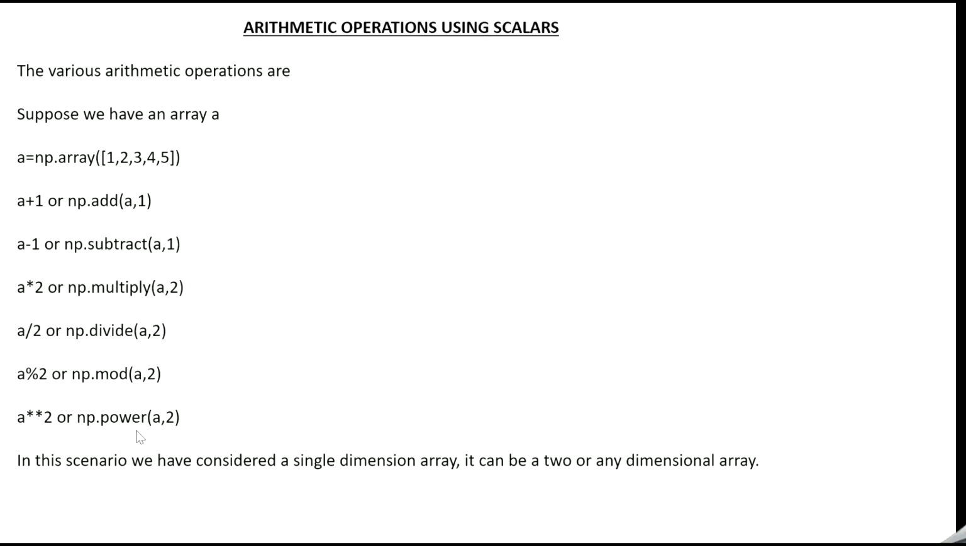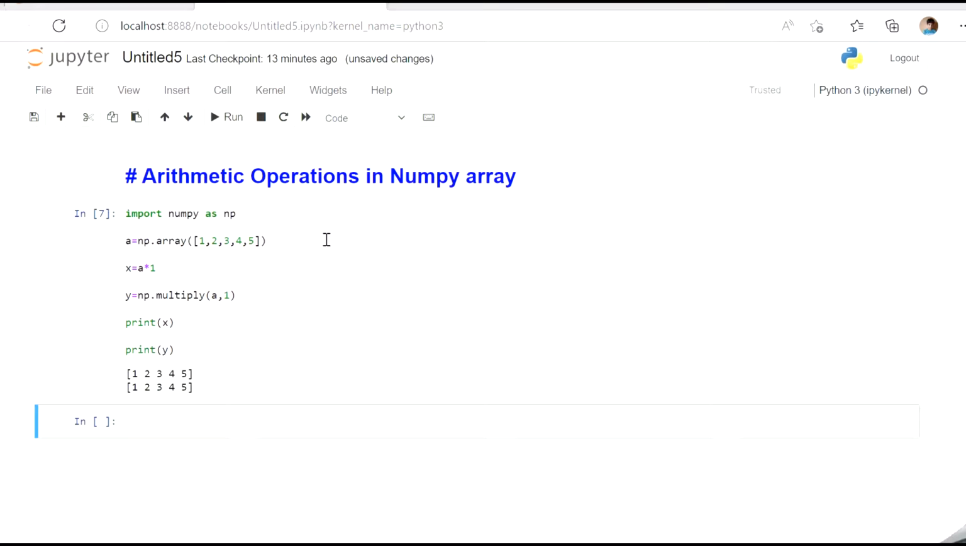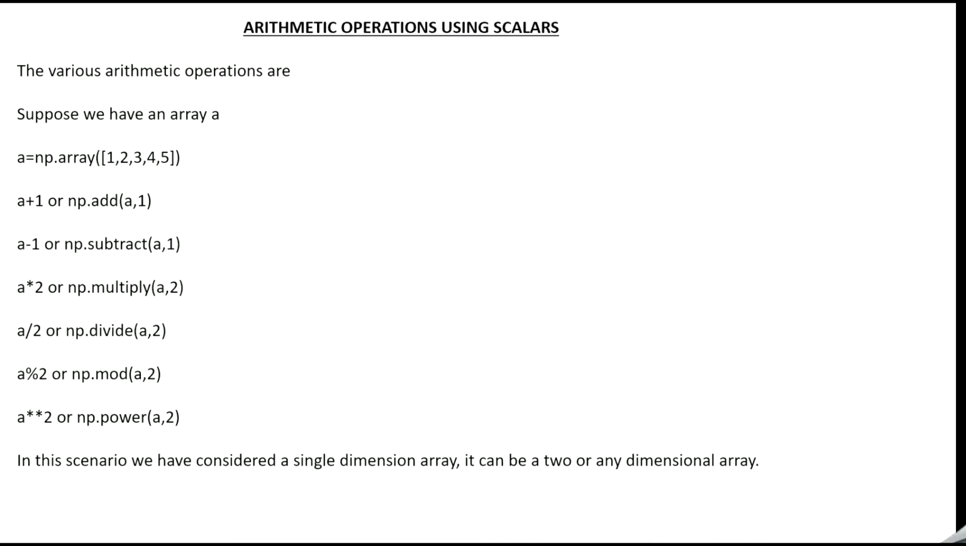In this case, we have considered a one-dimensional array. We can consider any dimensional array like 2, 3, 4, any dimension we can consider, and the scalar value gets added or subtracted, multiplied or divided on each and every element in the array. So this was using the scalars.